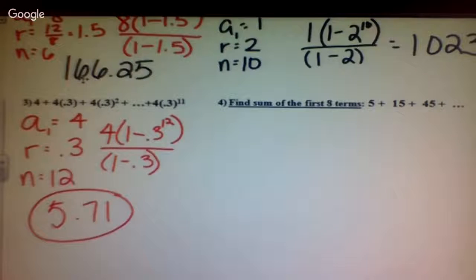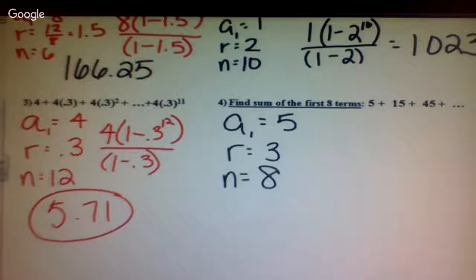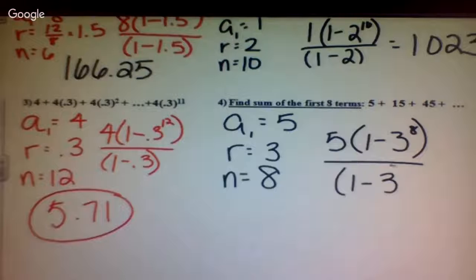Okay, number 4. Find the sum of the first 8 terms. We go 5, 15, 45. What is A sub 1? 5. What is my R value? 3. And my N value is 8. So 5 times 1 minus 3 raised to the 8th divided by 1 minus 3.